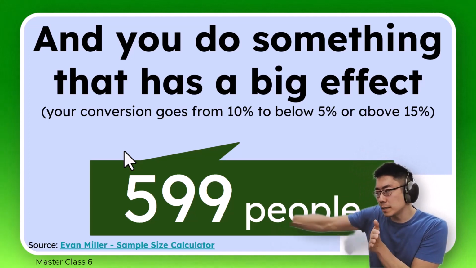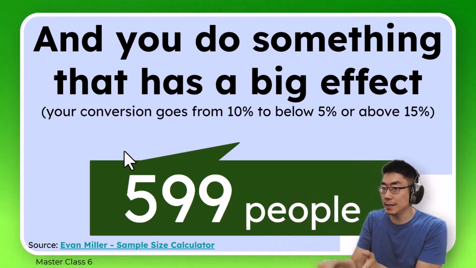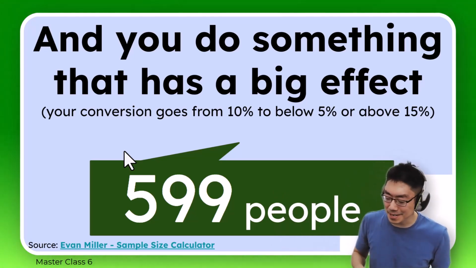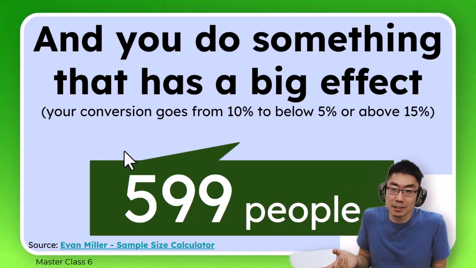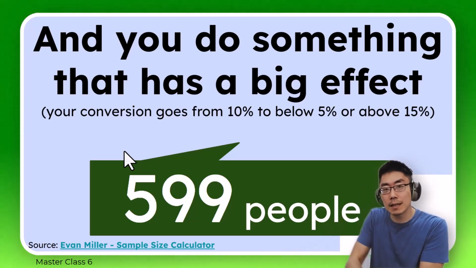I think if it was only one-sided, if I'm saying it's going to go from 10% to 15%, I think I only need half of these. Again, if you are a math person, let me know in the comments. So that means in theory, 300 people could be enough to detect a significant change from 10% to 15%.